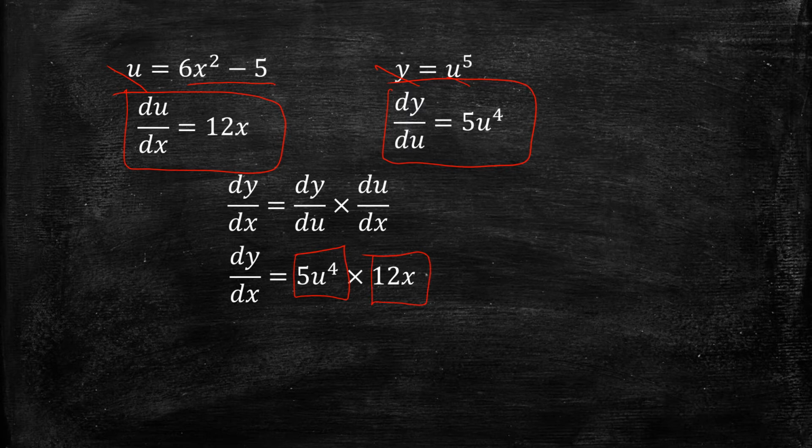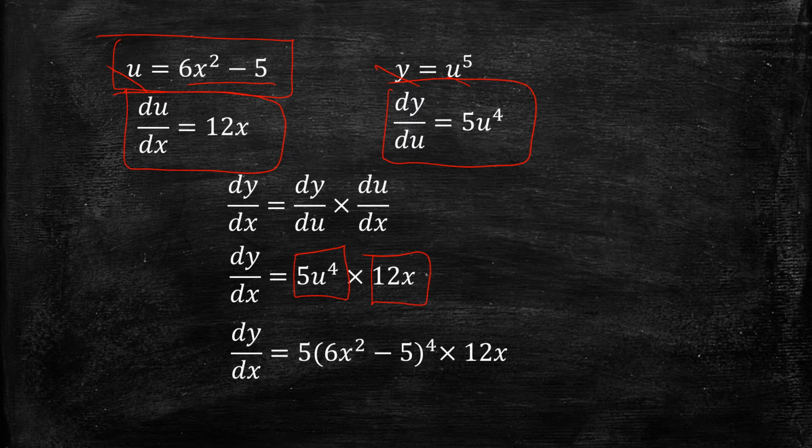Now one thing that you have to do is substitute back. So we're going to substitute our u back. And our u, remember, is 6x squared minus 5. We can tidy that up a little bit to get 12 times 5 is 60. And our x goes at the front, and then we've got (6x squared minus 5) to the power of 4.